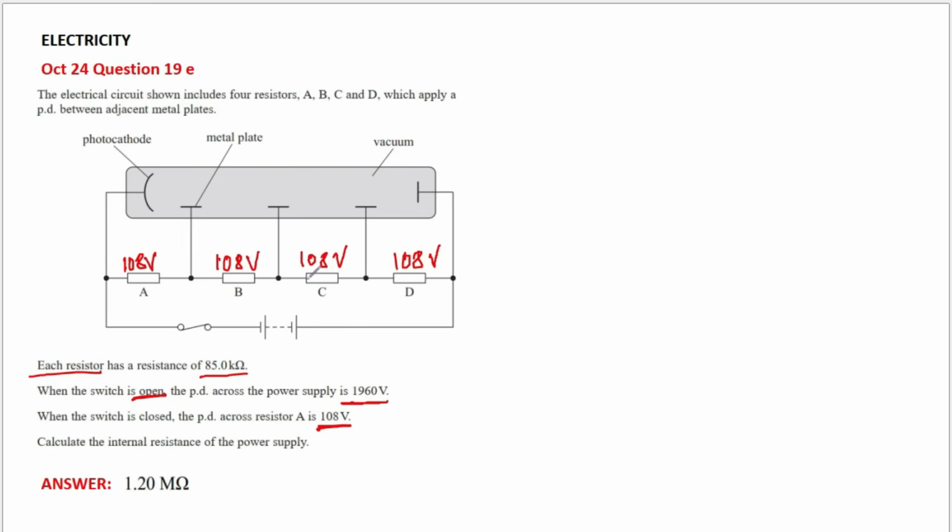So you know what this is? You add them up. 108 times 4. This is 432. Guess what? This is your terminal PD. And please recall the equation for internal resistance, the base equation, the equation that everything is based on. That's EMF equals terminal PD plus Ir.